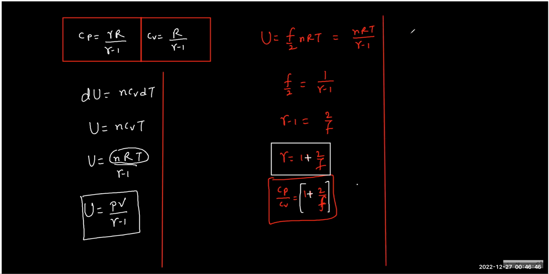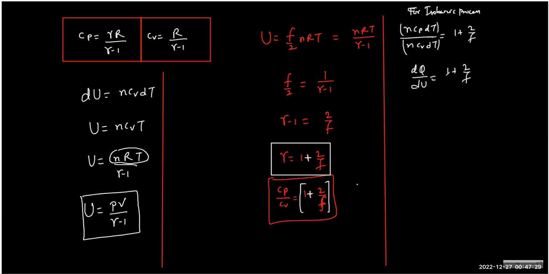So if you want to write, let's say, dQ for an isobaric process, nCpdT upon nCvdT, which is very interesting, for an isobaric process, nCpdT over nCvdT will be how much? 1 plus 2 by f. Because I'm just multiplying with ndT in numerator and denominator. We also know that this is nothing but dQ over dU.